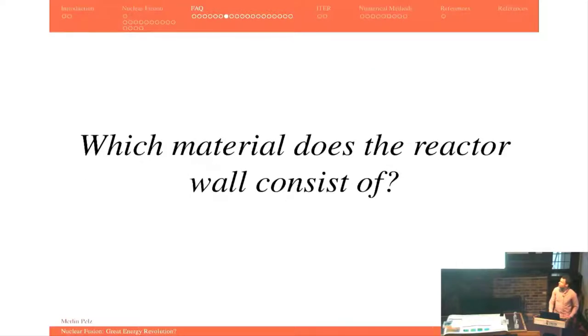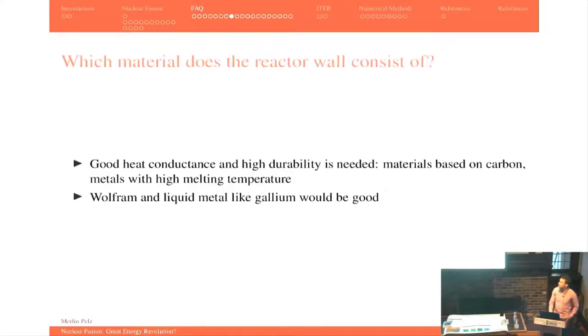Nice. So what does the whole reactor consist of, not only the blanket? Usually wolfram and liquid metal are in use because it has to have a high melting temperature, exactly. So it has to stand still when the plasma is hot inside, when the plasma is basically the fourth state of matter. And after the blanket, you also have to have wolfram and gallium.